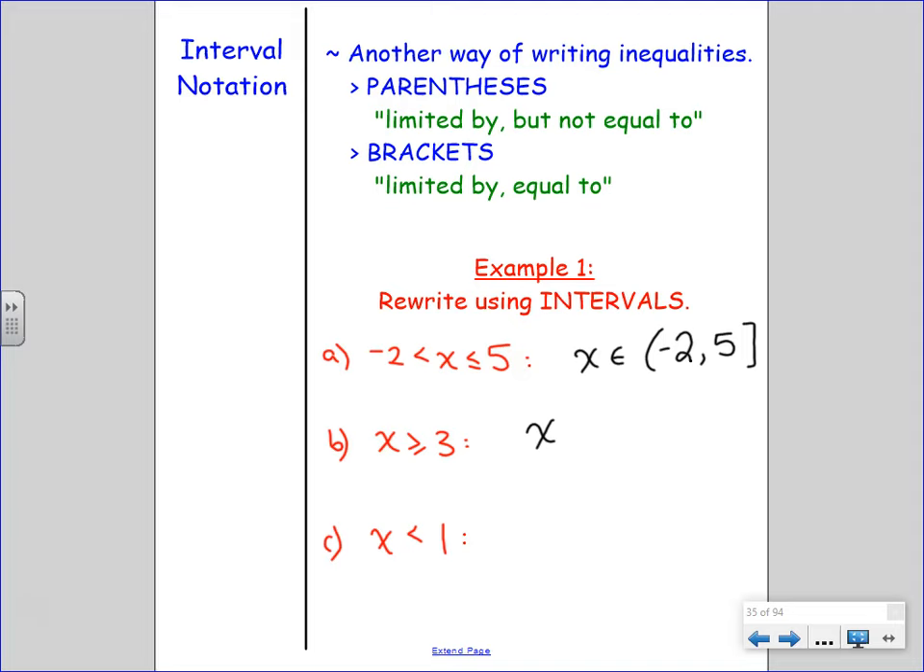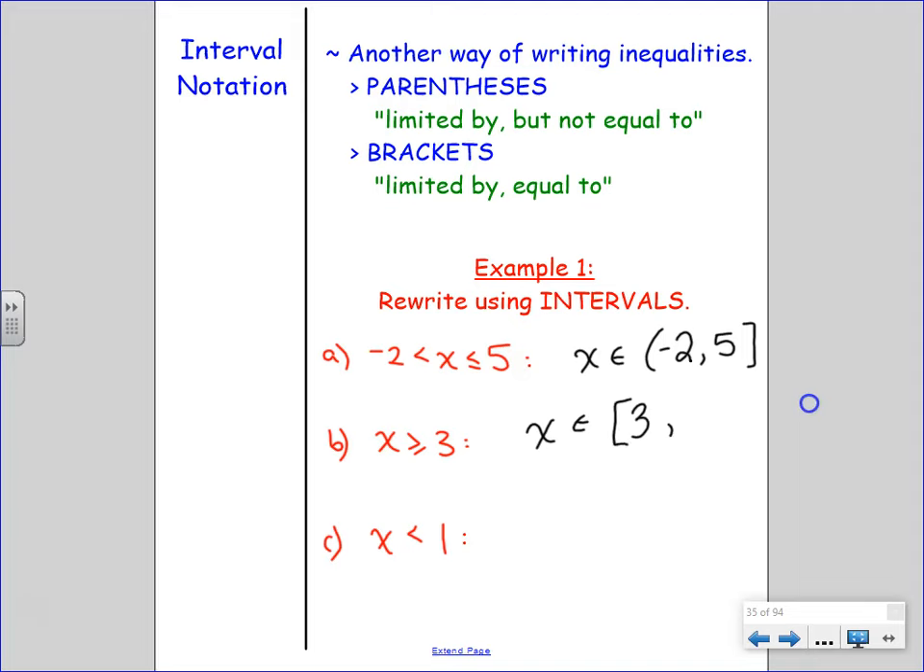What would the key be? If it was or equal to? 2 brackets. If it was not or equal to? 2 parentheses. Now, think about this one. Okay. How low can x go? 3. So x is within 3 bracket because it's or equal to.